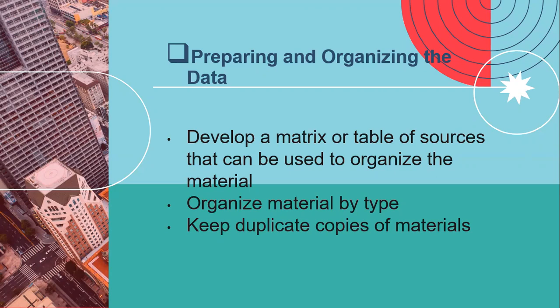And the next step for analyzing is preparing and organizing the data. In preparing and organizing data, we have to develop a matrix or table of sources. And the second is to organize material by type. Organized material by type here means all the interviews, all observations, all documents, and all photographs or other visual material. As an alternative, you might consider organizing the material by participant, site, location, or some combination of these approaches. And after that, keep duplicate copies of material.